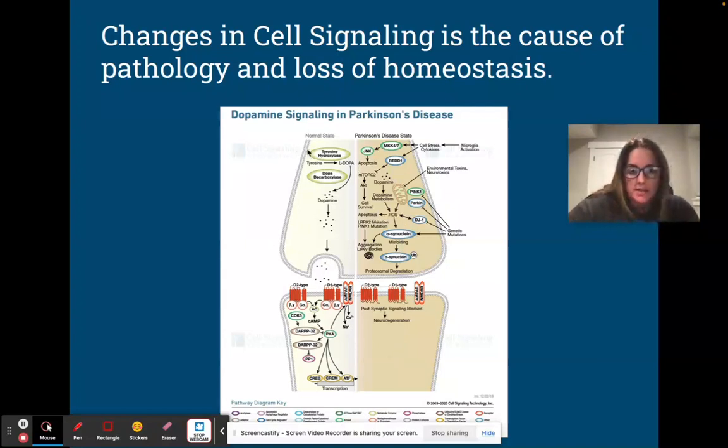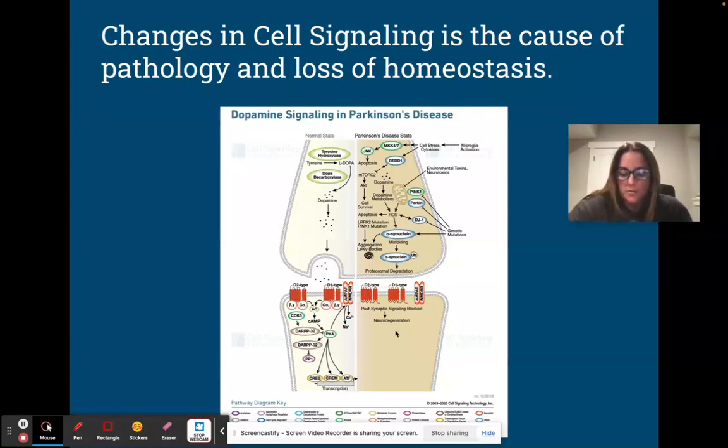So this is a side-by-side example of regular dopamine signaling and what it looks like in someone with Parkinson's. So you can see in this normal state, we have dopamine that's being produced by the cell and then released into the synapse, the space between these two neurons, and then that gets picked up by receptors on the postsynaptic nerve cell and causes a series of relay molecules to then lead to transcription.